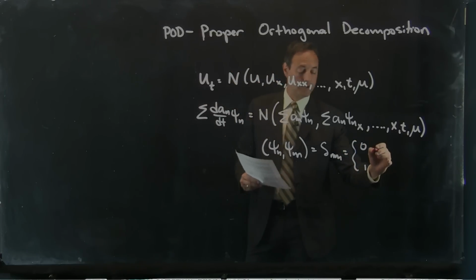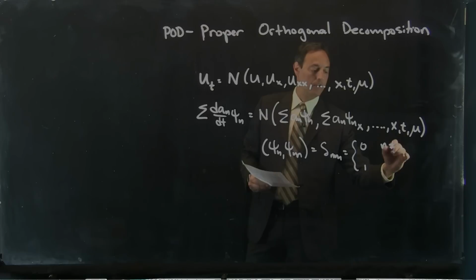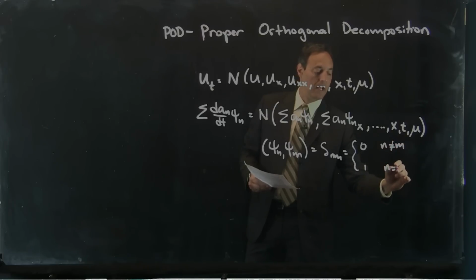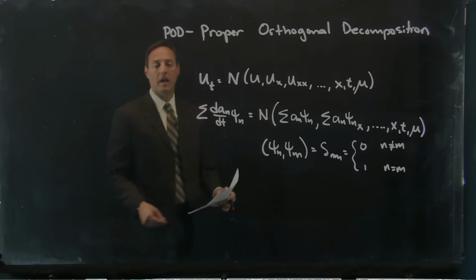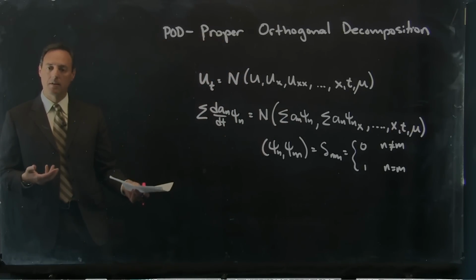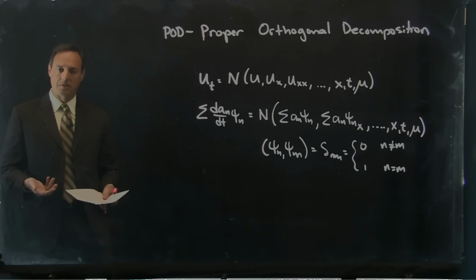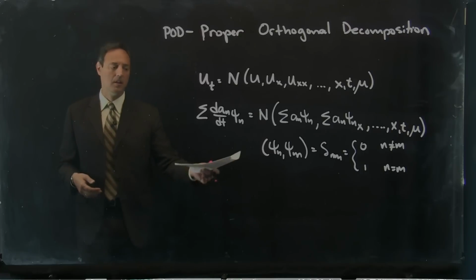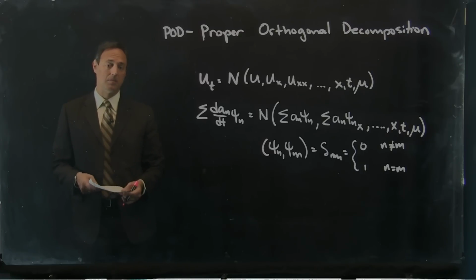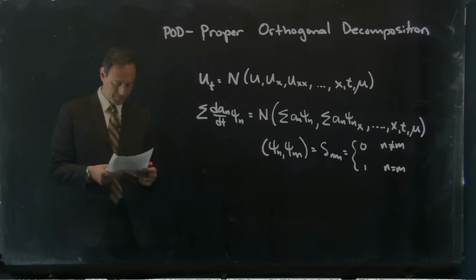So this is either 0 or 1. It's 0 if n is not equal to m, and 1 if n is equal to m. So what this means is that the psi of n are, in fact, an orthonormal set of basis functions. And this is a standard thing, is you'd like to pick an orthonormal set to have this property because it makes your life quite simple afterwards, or simpler.